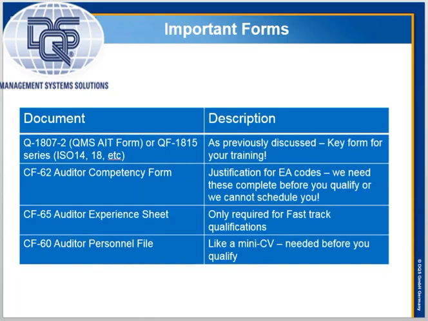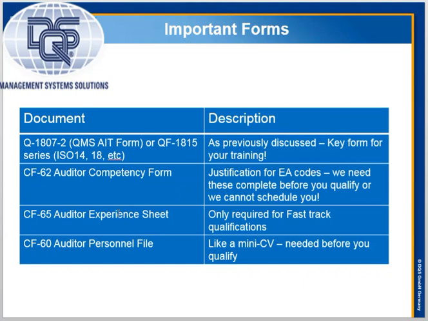In terms of forms, we already talked about the AIT form, Q1807-2 for the QM15 standard, or the 1815 series. Again, you need to download these and they go audit to audit. QF62 is the auditor competency form. That's how we justify that you're competent in an industry. I'm going to show you one of these in the next slide.